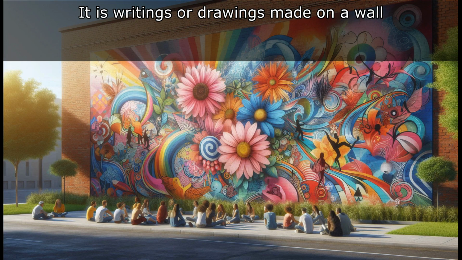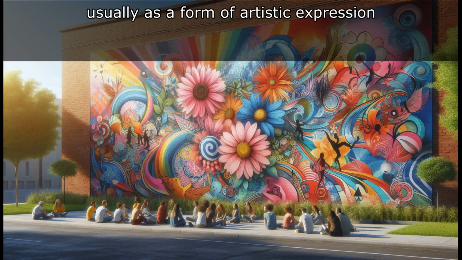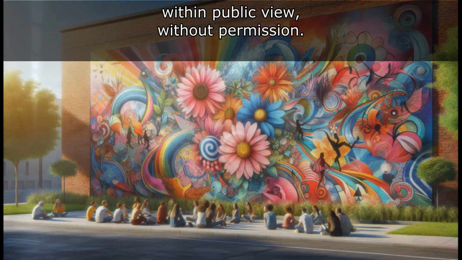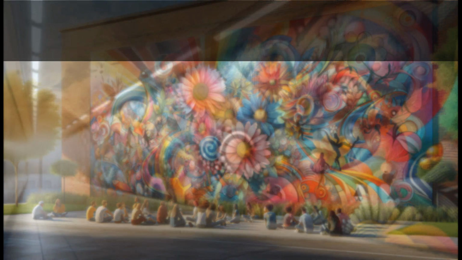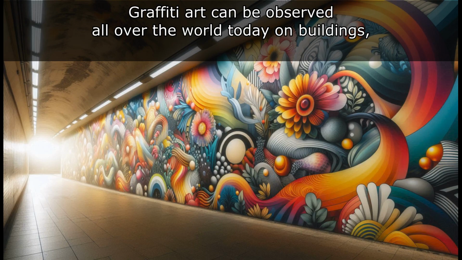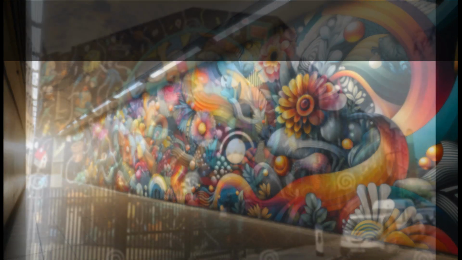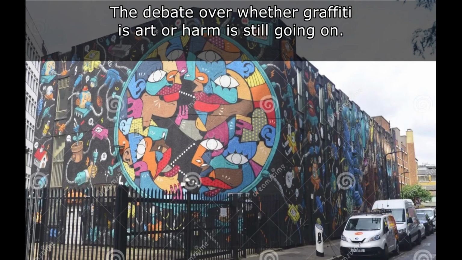In addition to the 5 common kinds of painting, there is another kind known as graffiti art. It is writings or drawings made on a wall or any other surface, usually as a form of artistic expression within public view without permission. Graffiti art can be observed all over the world today on buildings, post and phone boxes, underground tunnels, buses, and on subway cars.